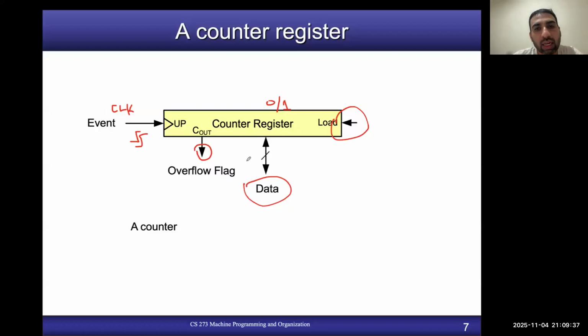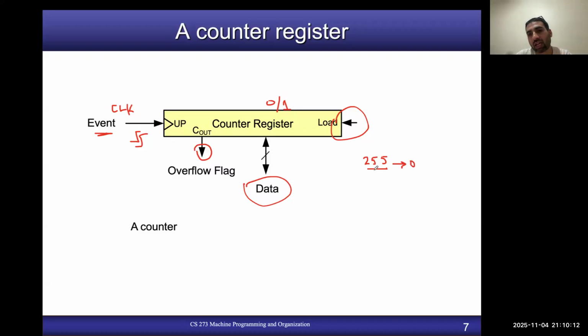Other than that, whenever an overflow happens, there is an overflow flag which is set equal to 1. What does overflow mean? If we have an 8-bit counter, the maximum value you can have in it is 255, right? So let's say the current value is 255 and another transition on this event line happens, which means the value needs to be incremented again. When the value is incremented again, it will change to 0.